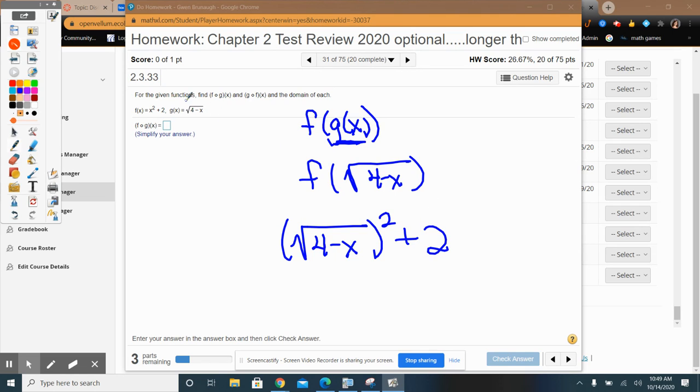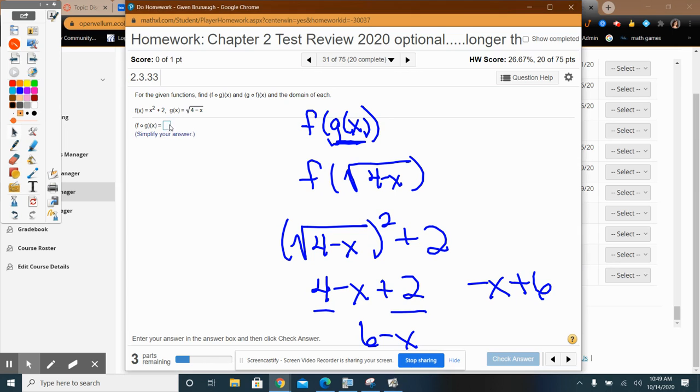So I took the g and I put it into the f. The square root and the square will cancel, and I'll get 4 minus x plus 2, which, if you put the 4 and the 2 together, you can either put a 6 minus x, or you can put a negative x plus 6. Just be careful with your signs. It doesn't really matter which way.